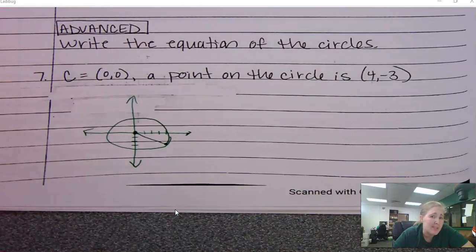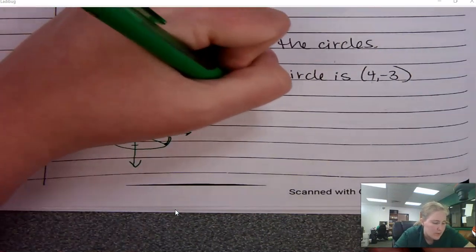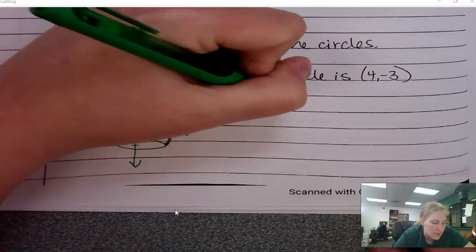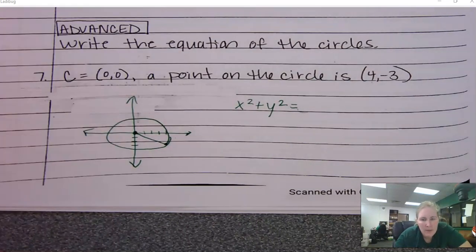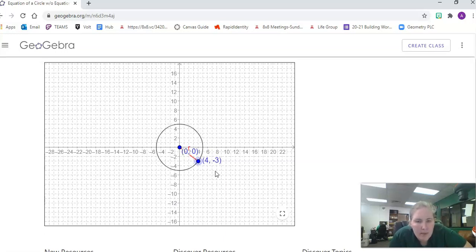So why do we have to figure that out? Well, because that's the radius. We know that our center is 0, 0. So we know that it's just going to be x squared plus y squared equals, but we need to figure out our radius. And what I'm going to do is move back to that tool, because I just think it's easier to look at it that way. Where the center is 0 and the point is 4, -3. All right, we've got this line right here.